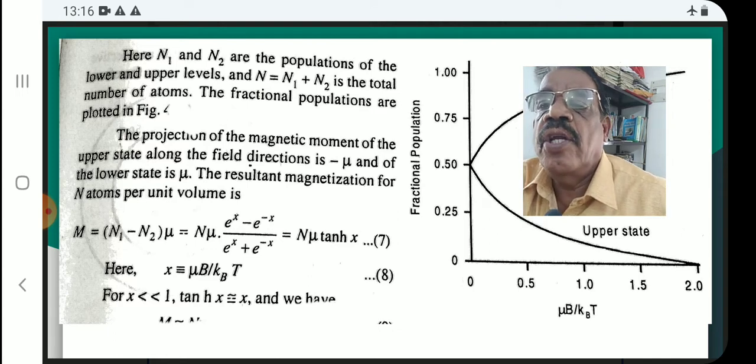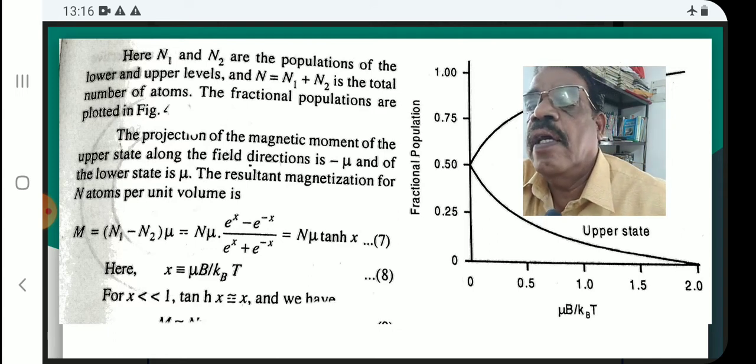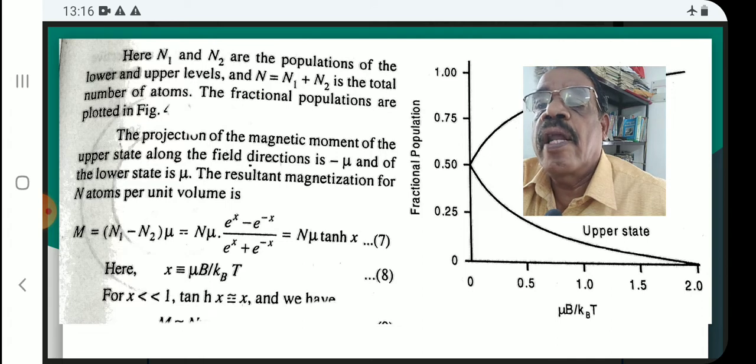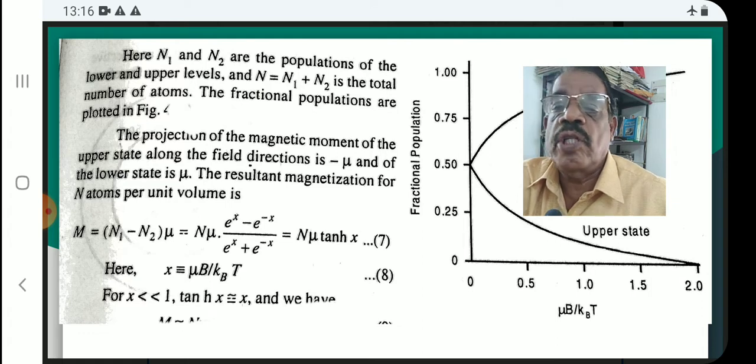Now n1 and n2 are the populations of the lower and upper levels, and n is n1 plus n2, the total number of atoms. The fractional populations are shown in the figure.